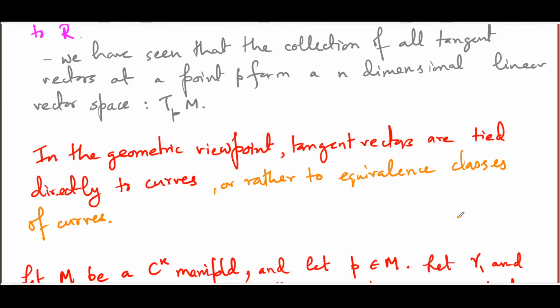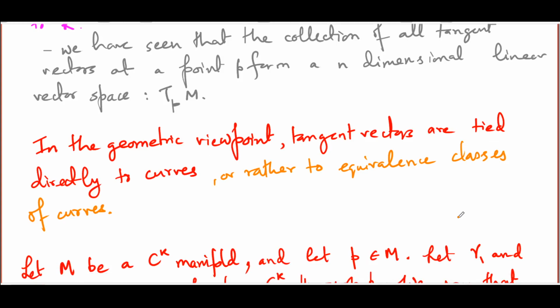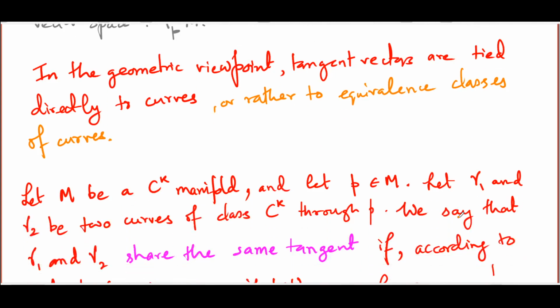In the geometric viewpoint, tangent vectors are tied directly to curves, or rather to equivalence classes of curves. So let me first describe to you what this notion of equivalence class really means here. For this, we start with a C^k manifold. Of course, we will usually be using C infinity manifolds more often than not in physics, but C^k manifolds are enough to describe what tangent vectors really mean, where k is some finite integer, and let P be a point in the manifold M.